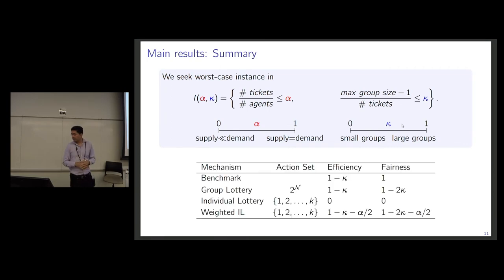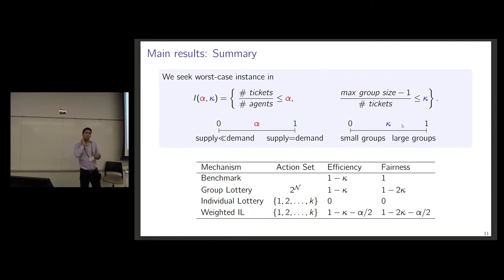So let me now jump to the results. So the first result that we have here is a benchmark. And this is saying, basically, what is the best thing that we can hope for, which in this case is being 1 minus kappa efficient and 1 fair. And how can we think about this benchmark?